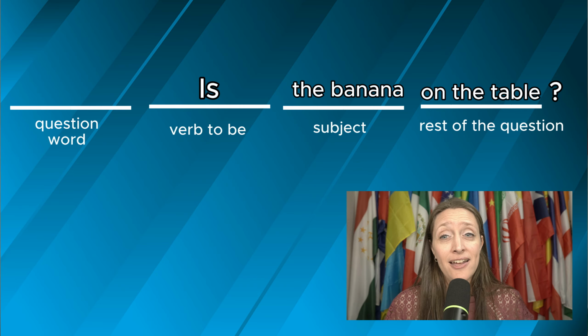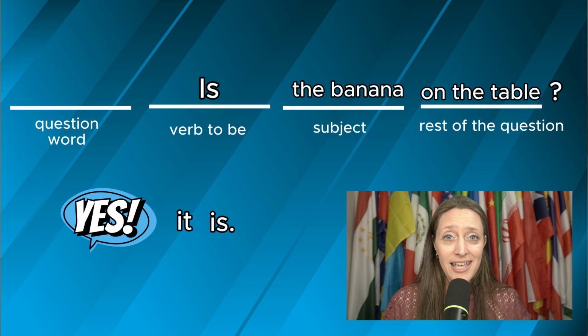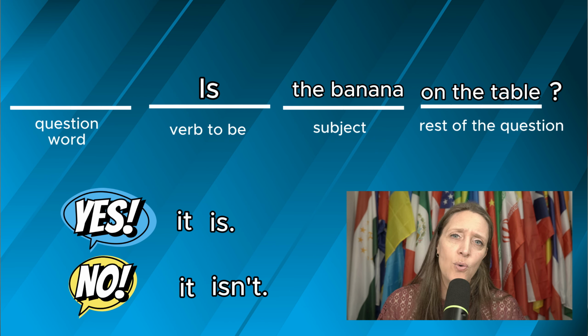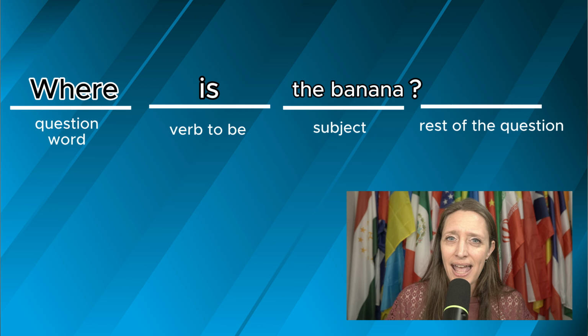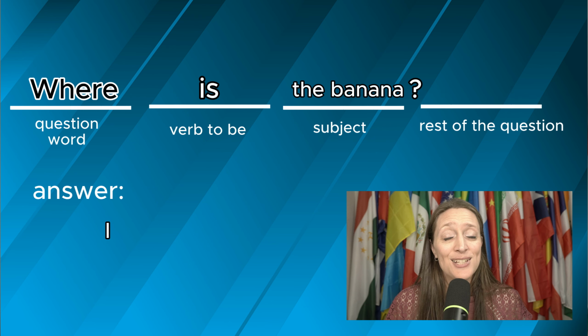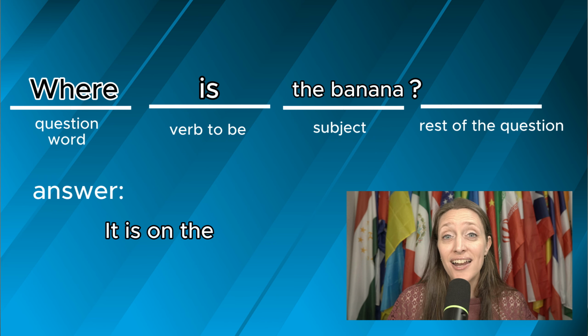Is the banana on the table? It is. No, it isn't. Now let's add a question word. Let's ask where. Where is the banana? The answer? It is on the table.